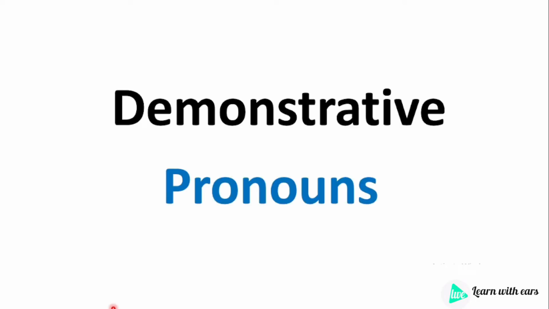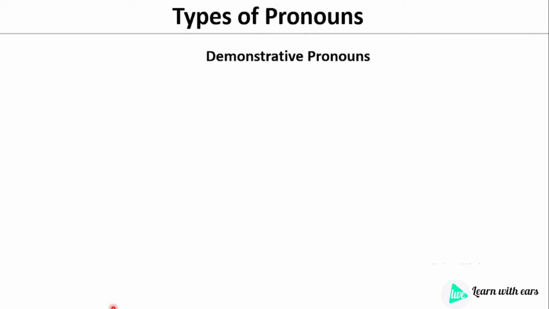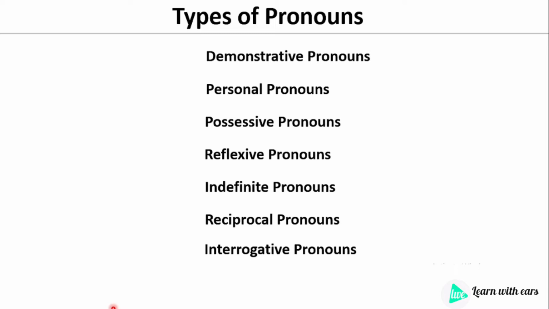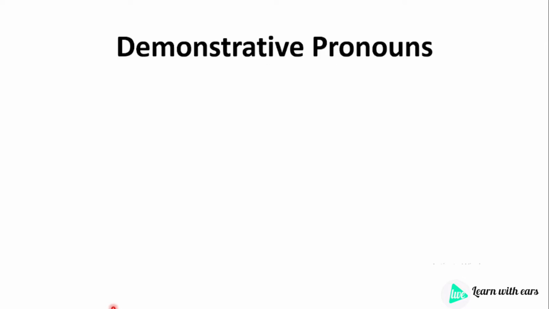In today's video, we're looking at demonstrative pronouns. Okay, so let's get started. There are 8 types of pronouns. These are demonstrative pronouns, personal pronouns, possessive pronouns, reflexive pronouns, indefinite pronouns, reciprocal pronouns, interrogative pronouns, and relative pronouns. Okay, and today we are looking at demonstrative pronouns first, right?